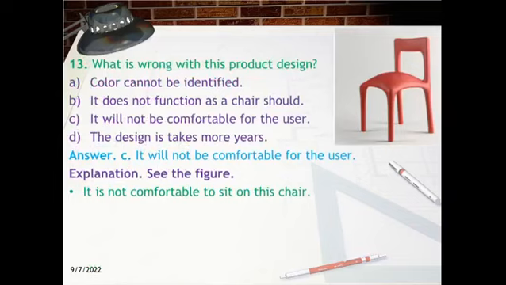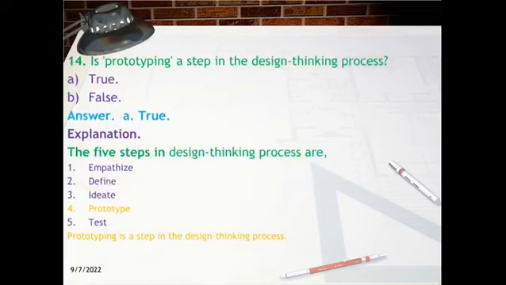13. What is wrong with this product design? Color cannot be identified. It does not function as a chair should. It will not be comfortable for the user. The design takes more years. Answer: C. It will not be comfortable for the user. Explanation: See the figure. It is not comfortable to sit on this chair. 14. Is prototyping a step in the design thinking process? True, False. Answer: A. True. Explanation: The 5 steps in design thinking process are: empathize, define, ideate, prototype, test. Prototyping is a step in the design thinking process.